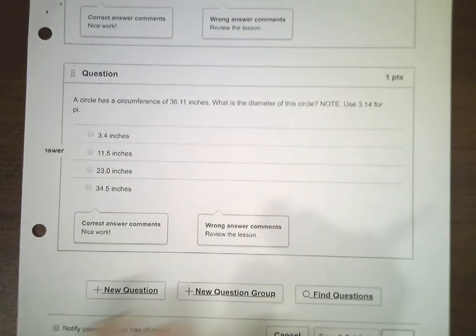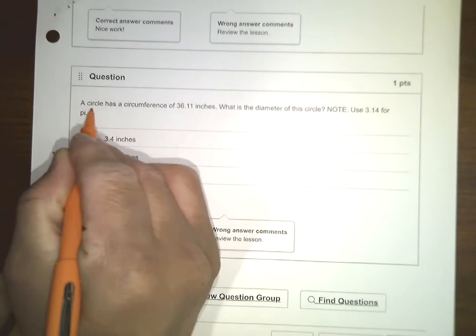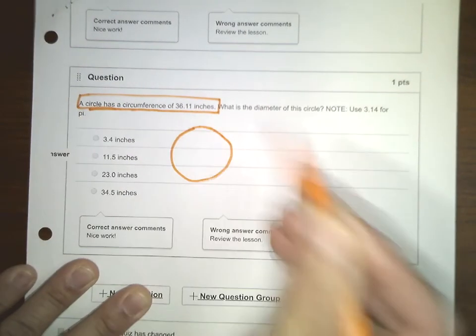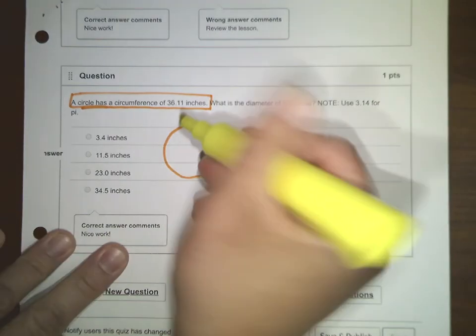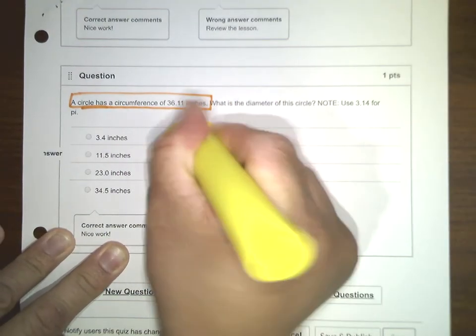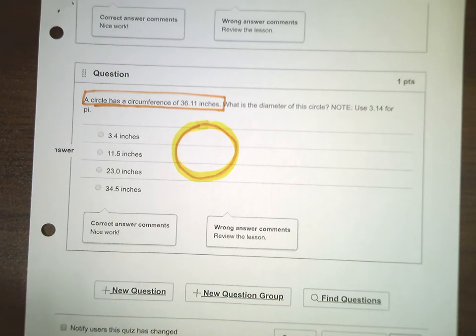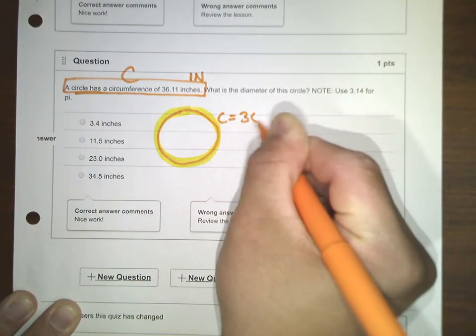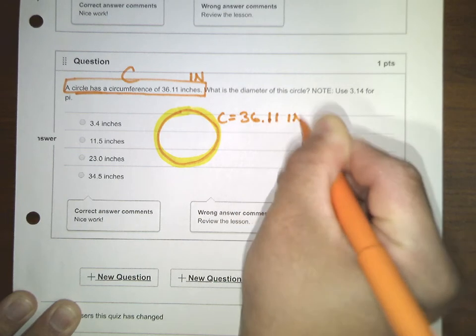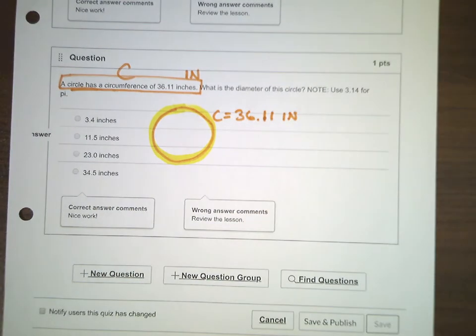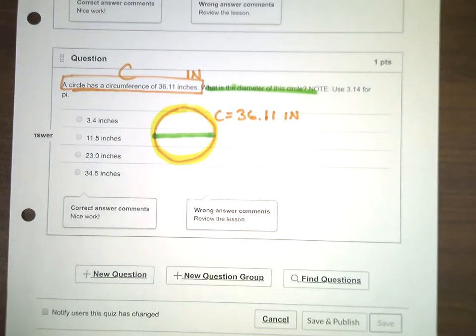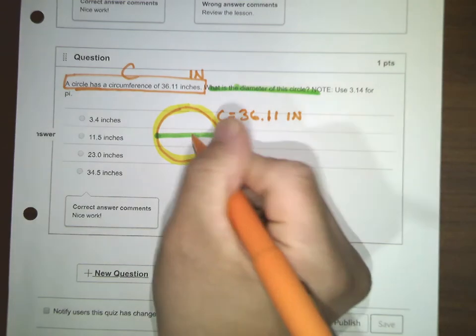And this is another one on the circle. A circle has a circumference of 36.11 inches. So here is a circle, and the circumference, or the distance around this circle, is 36.11 inches. I'm just going to use C for circumference and IN for inches. So C is 36.11 inches. And they want to know the diameter of this circle. Here is the diameter, going straight through the center of the circle.